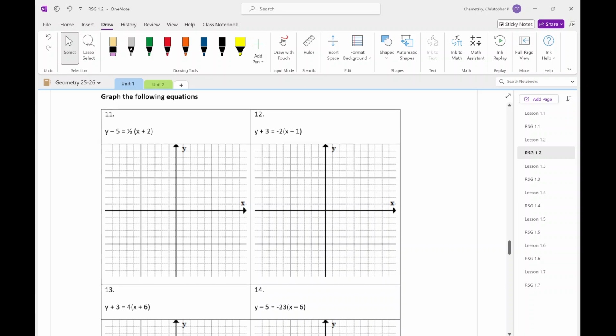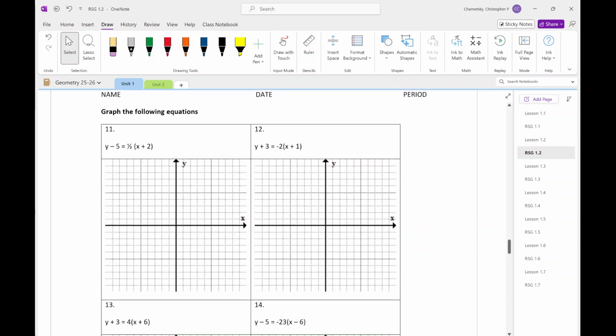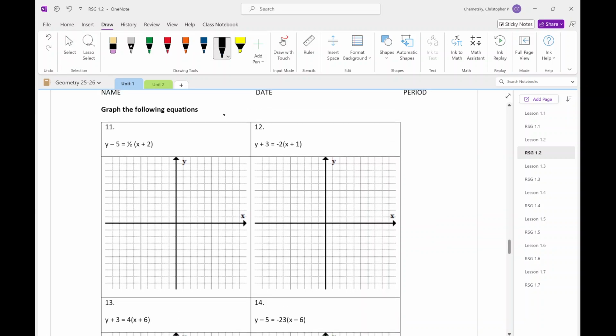On the next page, we are just graphing these equations. They are in the form of point slope form, so y minus y1 equals m times x minus x1.